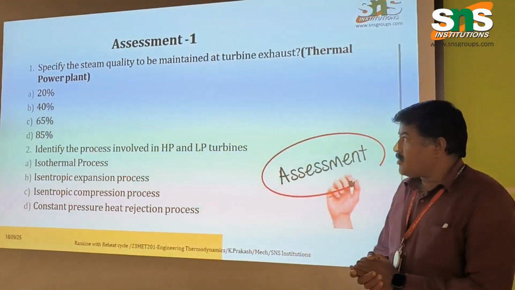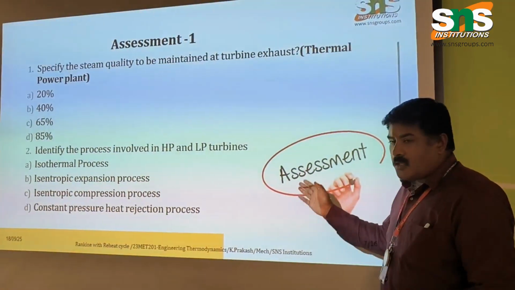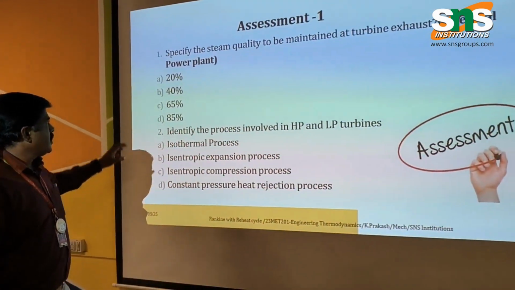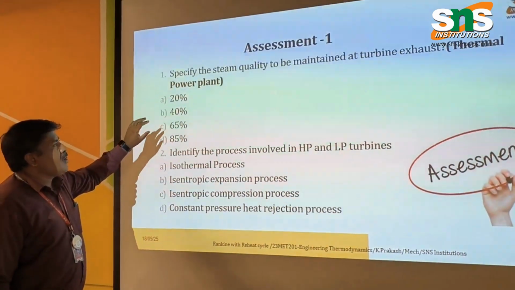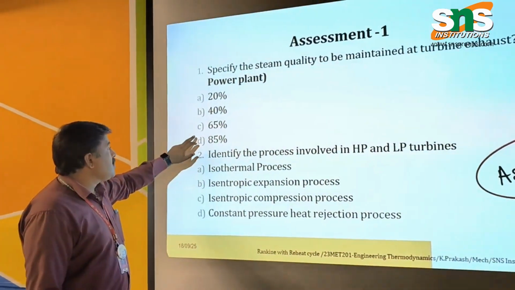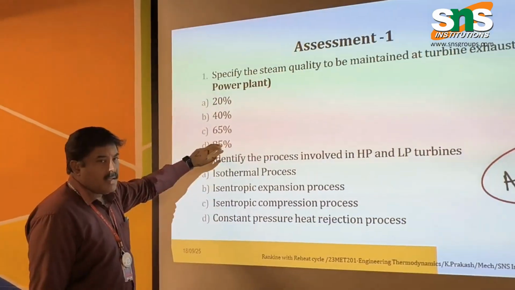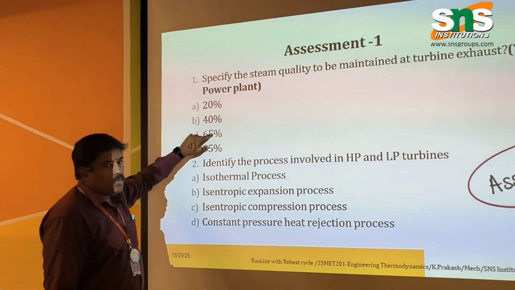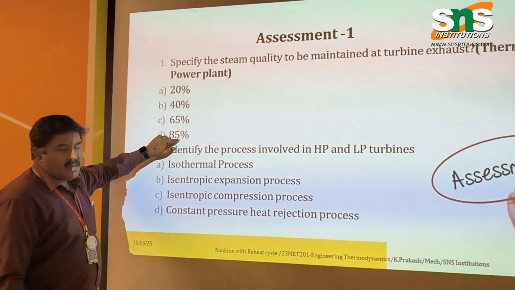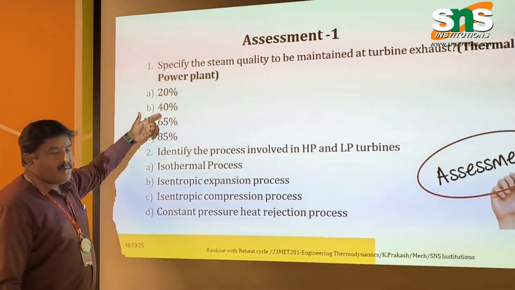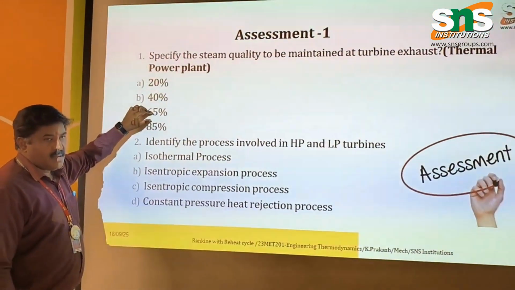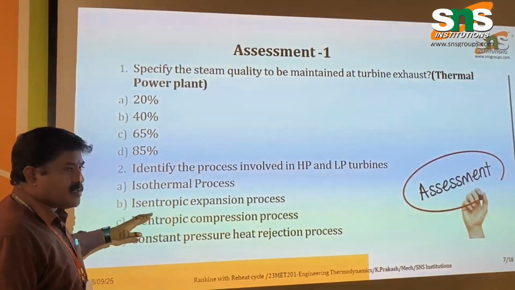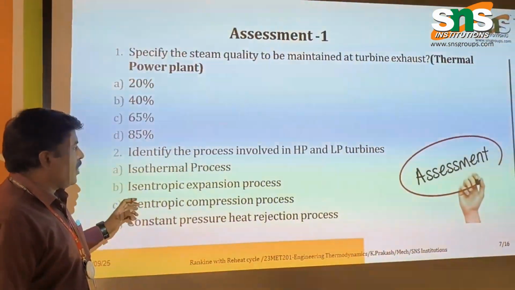Now let us have some assessment. These questions are based on the thermal power plant process, specifically the steam quality to be maintained at the turbine exhaust. What is the steam quality to be maintained? If the percentage is very low or high, we are going to see the corrosion problem. So what will be the percentage? You can discuss and give your answers in the comments.